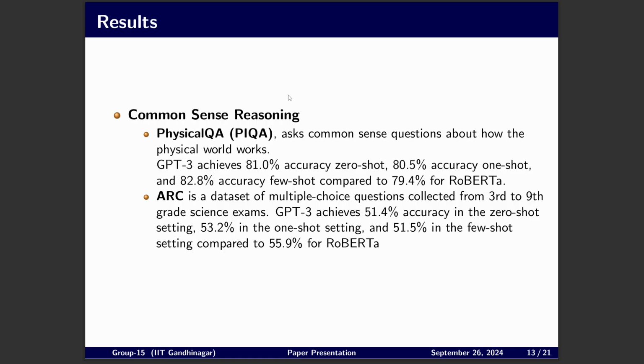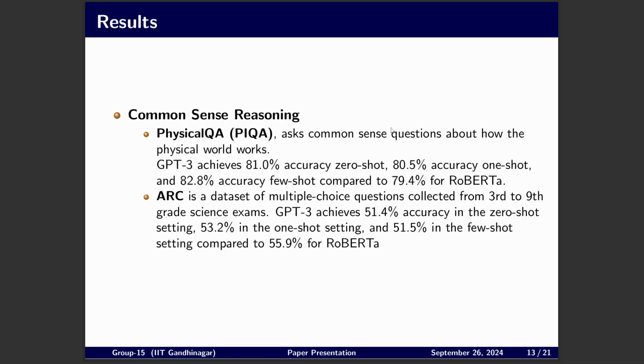And in physical QA, you can see that GPT-3 achieves 81% accuracy in 0 shot, 80% accuracy in 1 shot, and 82.8 accuracy in few shot. And you can see that this is significantly higher than 79.4, which is for Roberta. Roberta was the state-of-the-art existing model at that time.